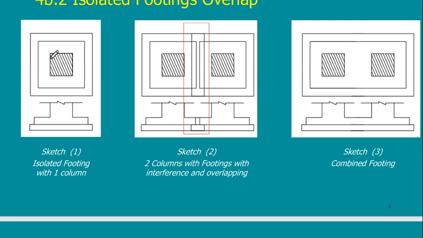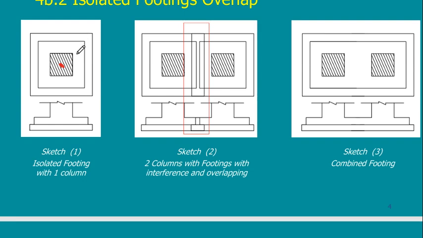In case of isolated footing with one column, where is the CG of the column? Here. This is the CG of the column. Where is the CG of the reinforced concrete footing? It is also the same point. So it goes without saying that the center of the footing should be the same as the center of the column. Otherwise, what will happen? There will be additional moment on the footing.